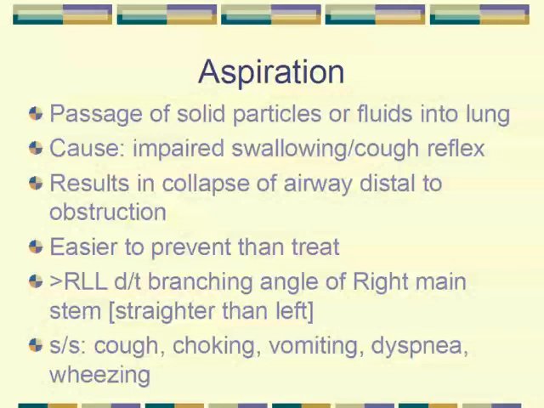It tends to occur more often in the right lower lobe because of the branching angle of the right main stem. It's a lot straighter than on the left, and so it's a whole lot easier to go in there. Causes of impaired swallowing, by the way, could be due to a change in your level of consciousness, stroke, or CNS abnormality of some sort.